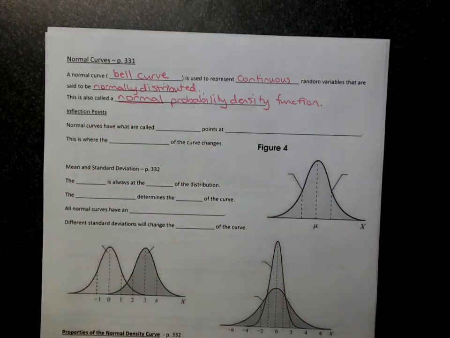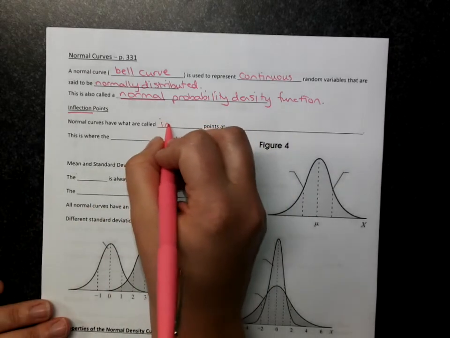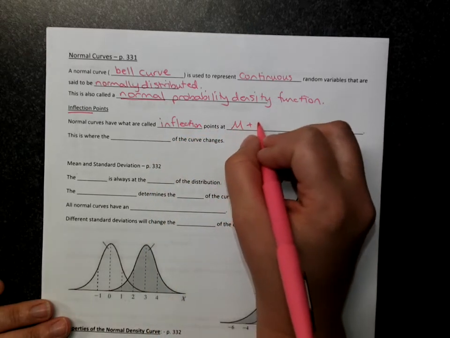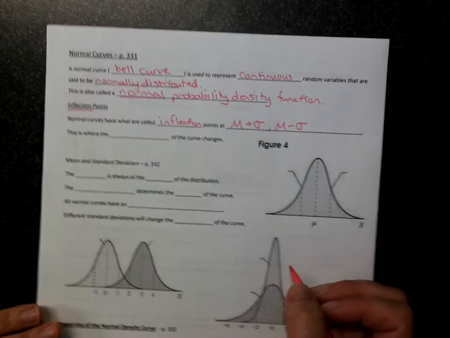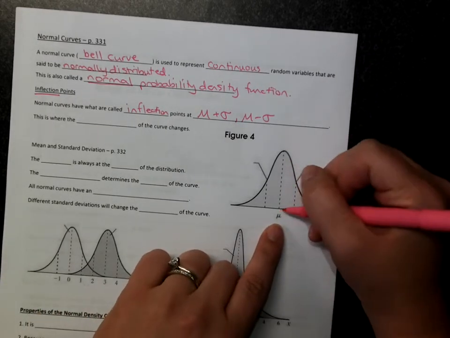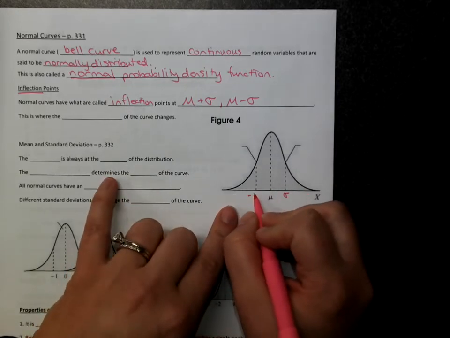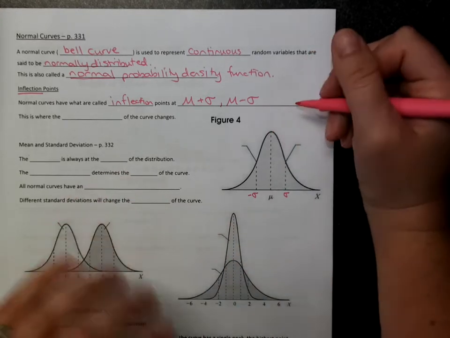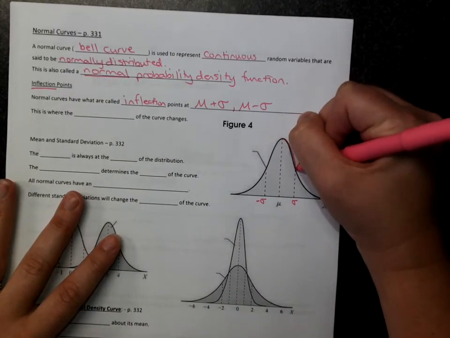So normal curves or bell curves have some special features. One of those special features is called an inflection point. So normal curves have what are called inflection points. And these happen at mu plus 1 sigma and mu minus 1 sigma. So 1 standard deviation away from the mean. So what happens is we have our mean in the center if we're looking at figure 4. If we go 1 standard deviation above the mean and 1 standard deviation below the mean, the curve changes what's called concavity, which is again a calculus term. You just need to know that that concavity change happens at 1 standard deviation.